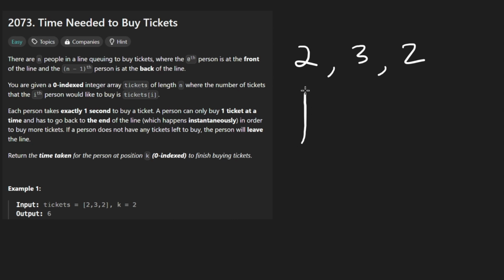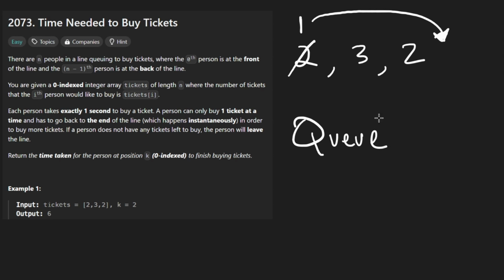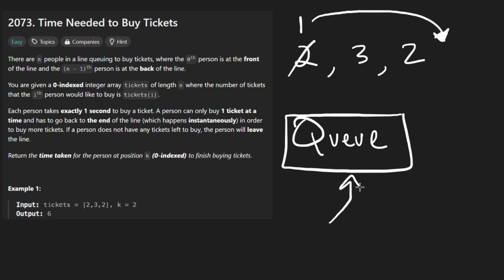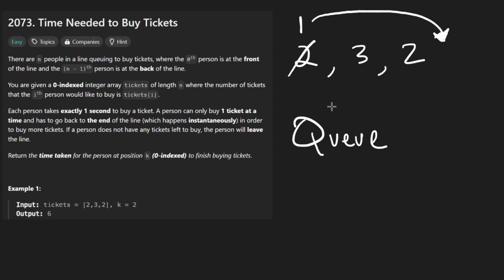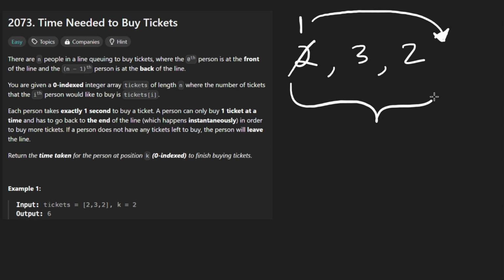The problem is that a person can't buy 2 tickets. They can only buy 1 ticket at a time. So this person buys a ticket. Now they only want 1 ticket. Okay, now this is the beginning of the queue. So in a sense, this person goes to the end of the queue, and we could model it that way if we wanted to. We could use a built-in queue data structure. That's perfectly valid, but the problem is easier than that if you can recognize a couple things. And I'll try to explain the intuition of how we can make those observations that will make us be able to solve this problem more easily.